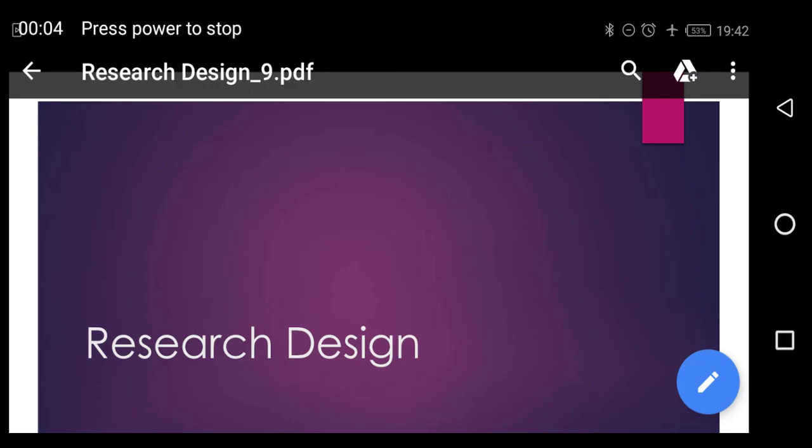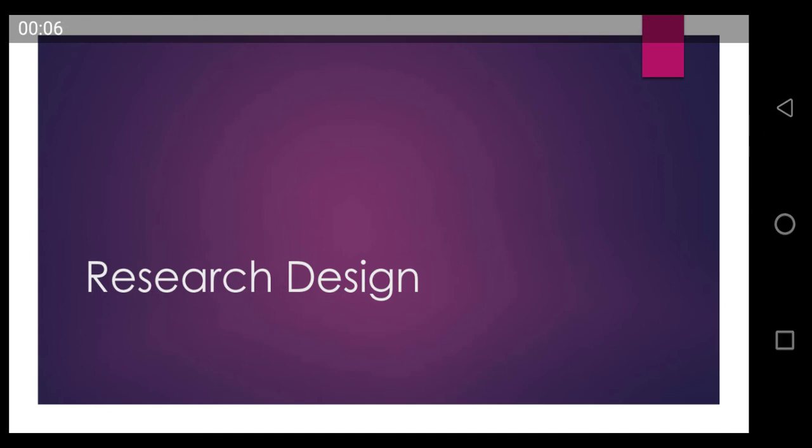Good morning, friends. Today we are going to discuss research design here. Before going to research design, in the previous classes we discussed how we are going to collect the data and how we are going to analyze the data.